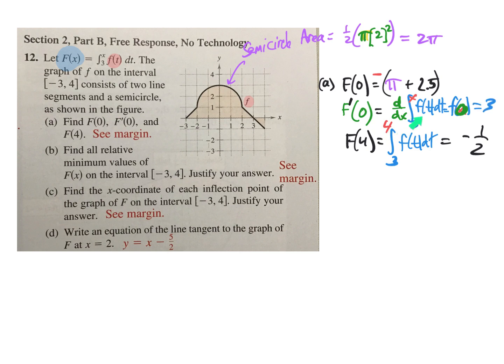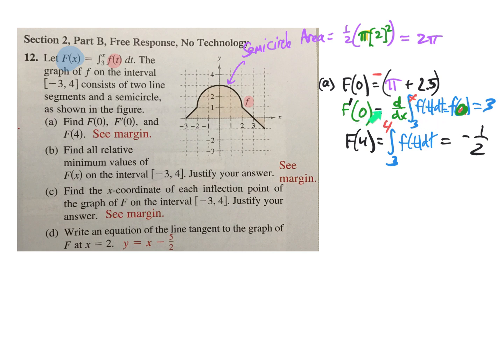Recall that with the second fundamental theorem of calculus, this lower limit has no effect on the answer because we're asking about d dx, or the rate of change. The rate of change of what? Of this area accumulating function. And so if we start at 3 and we stop at x, wherever we stop, the rate at which it's accumulating area at that point had nothing to do with where we started. And that's why it's just f of the upper function.